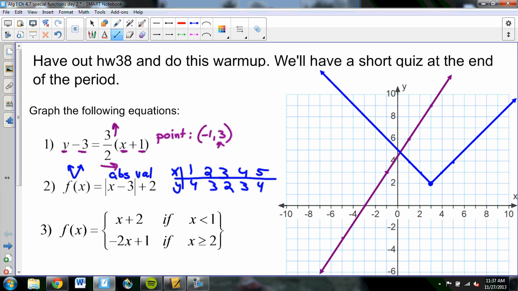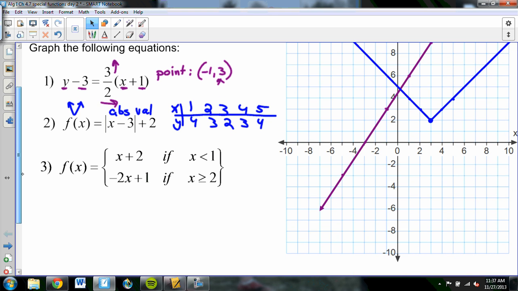Okay, is there a question about number 2? Any other question? That's absolute value. Okay, let's talk about number 3. Number 3 is called a piecewise function. It's piecewise because the graph is broken up into pieces.